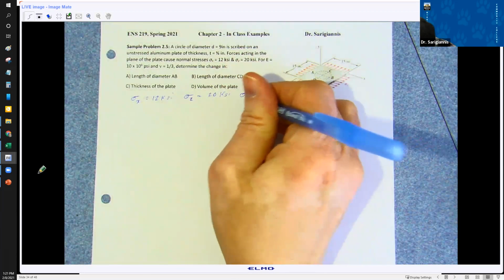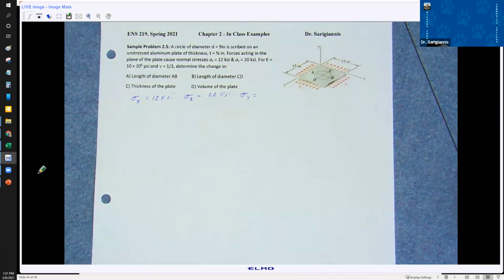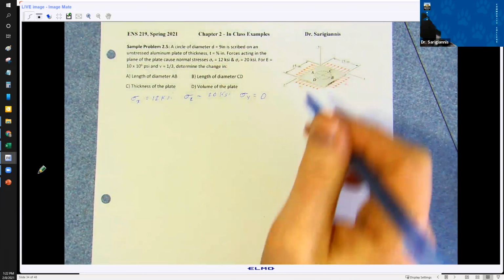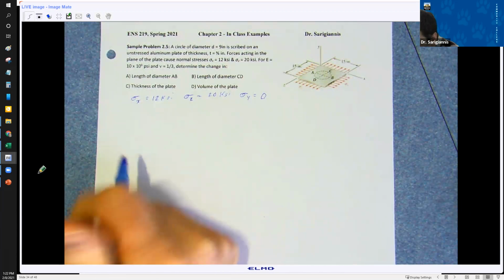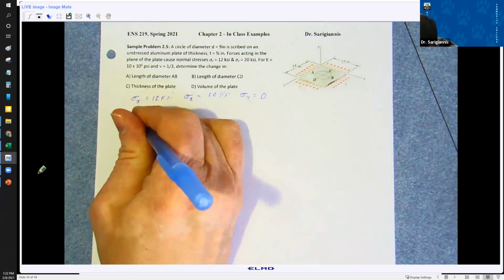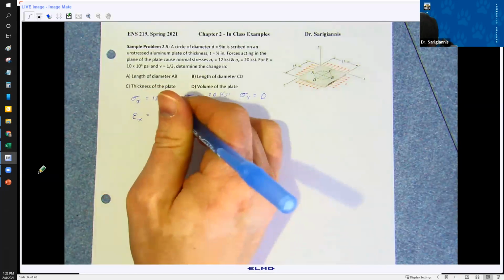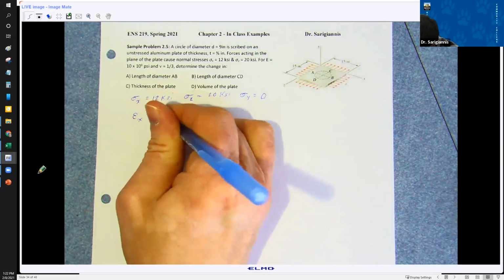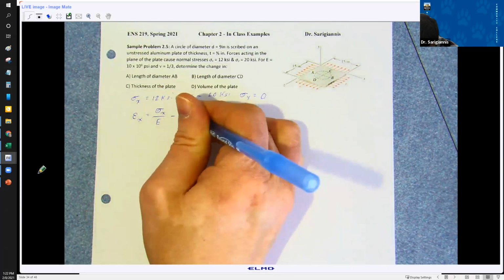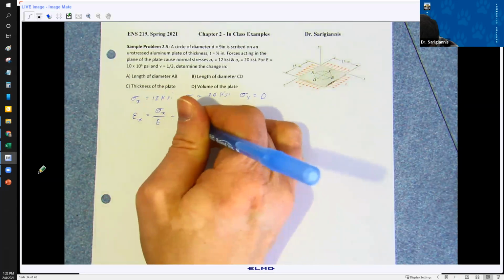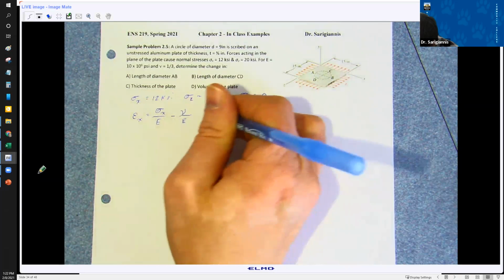Sigma, let's talk about sigma Y. Now, the stress in the Y direction, we're not actually applying any stress, right? There's no applied stress. So this term is going to be equal to 0. There's no stress being applied in the Y direction plane, no normal stress. Now, I'm going to write out each of these strains as a function of the applied normal stress, the Poissons ratio, and the Young's modulus.